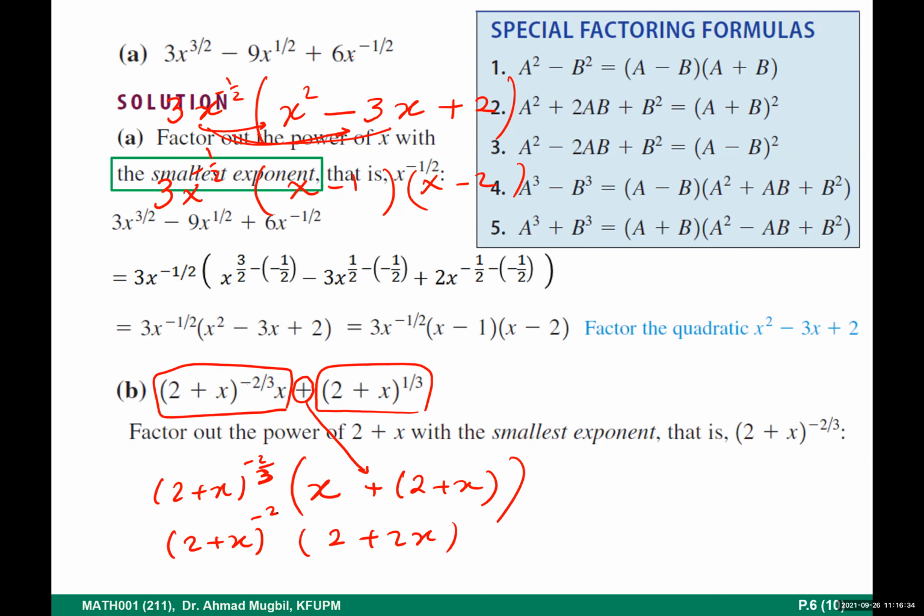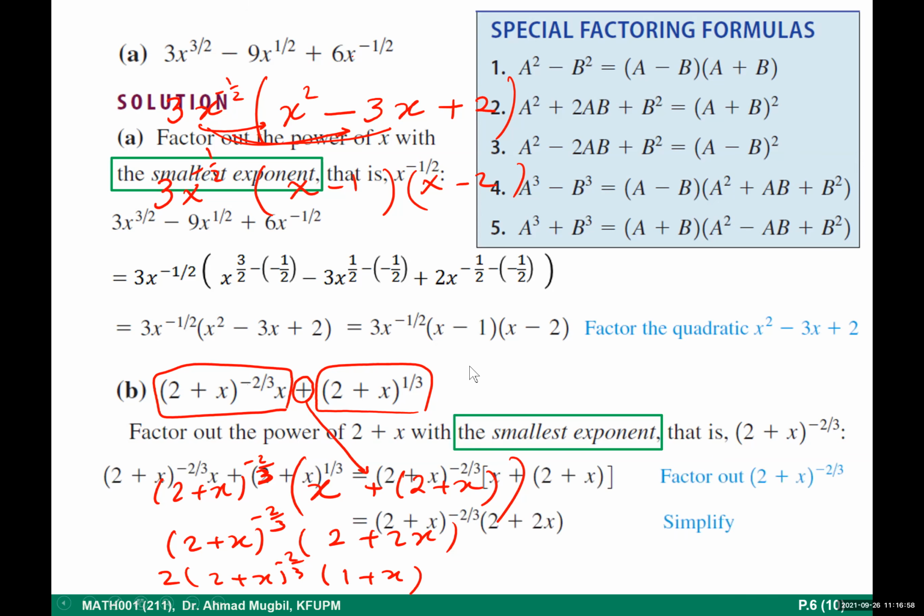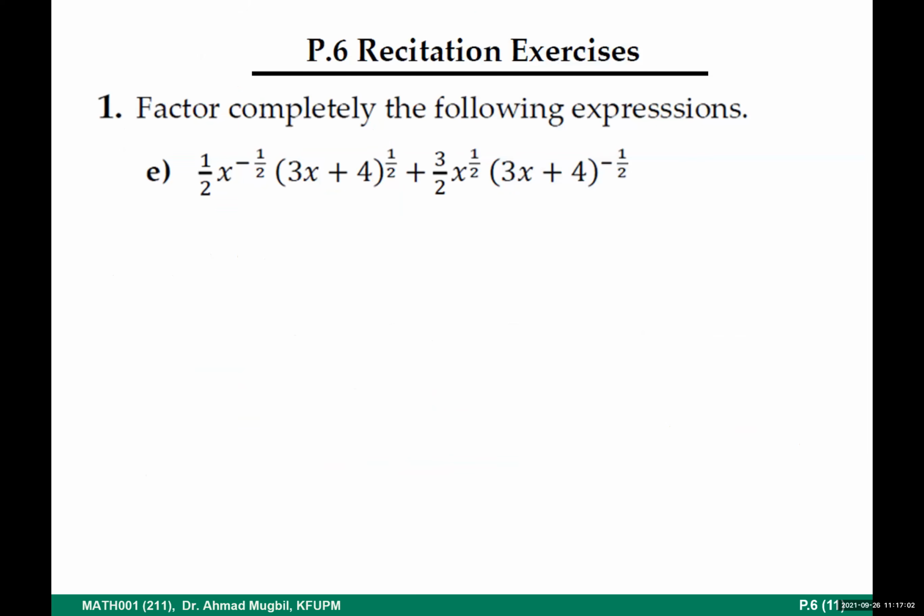Did we factor completely? We are still able to factor here. So we will factor 2 out. Usually we prefer to write it at the beginning. Here it is. The multiplication is commutative. You can write the 2 here, but usually we write the coefficients at the beginning of the expression. Great. Everything is okay, Shabab? Yes. So if everything is okay, you should be able to solve this recitation.